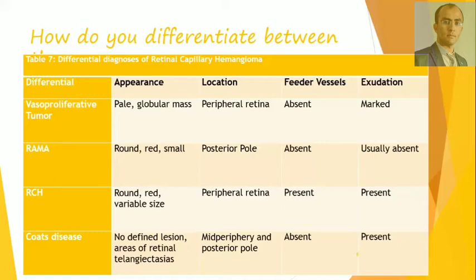The retinal arterial macroaneurysm will be a small red lesion, mostly on the posterior pole and on the course of an arteriole, and there won't be any feeder vasculature except for the arteriole associated with it. In Coats disease, we won't see any defined retinal lesion. We only see areas of retinal telangiectasia associated with marked exudation, and mostly it is seen in the mid-periphery and posterior pole, not in the extreme periphery like in our case.